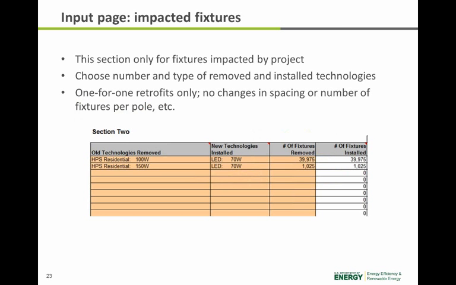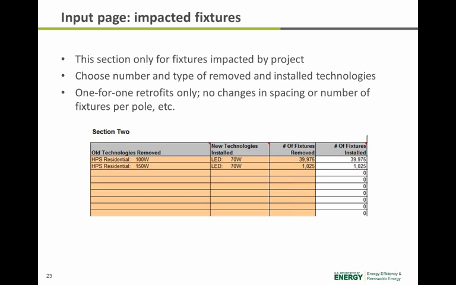Okay, this is further down on the input page where we specify which fixtures we're going to remove and which are going to be the replacing fixtures and how many. You can see we're removing both of the HPS units, and we're going to look at replacing both of those with the 70 watt LED, and just under 40,000 of the 100 watt HPS are going to be removed, and 1,000 of the roughly 150 watt units will be removed.